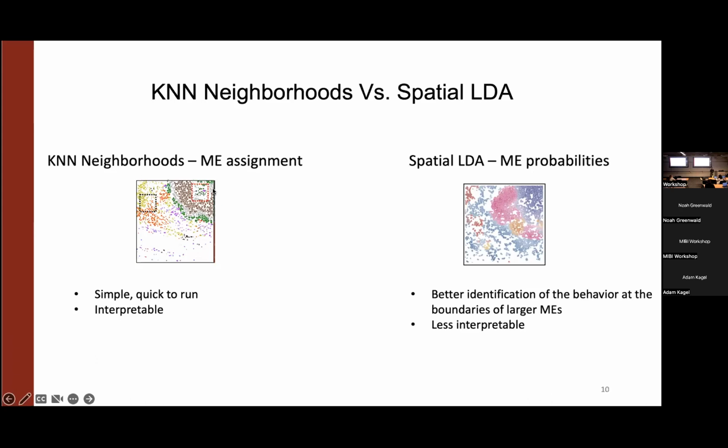Spatial LDA will likely outperform the KNN option on boundaries between large microenvironments, but the output is a bit more complex. It will give you probabilities, and you're going to have to think about how to use that information with the next thing you do.